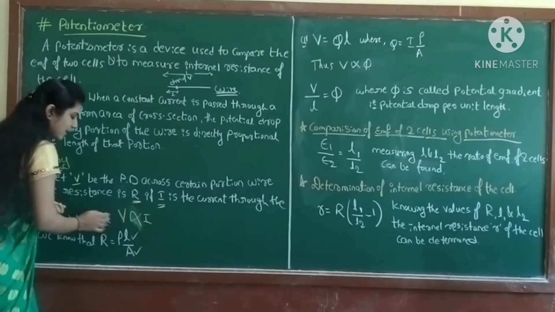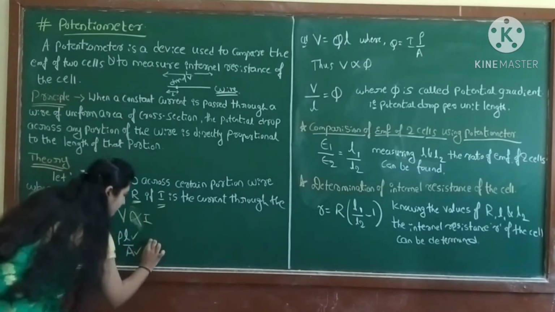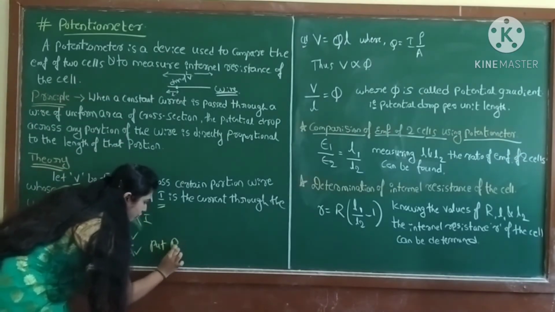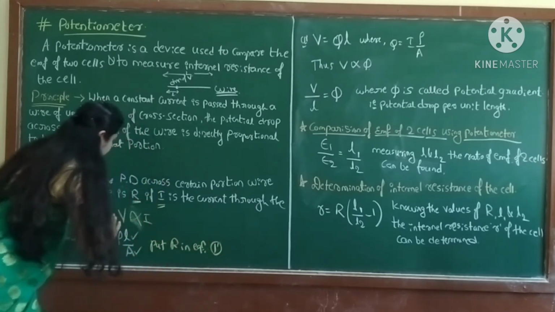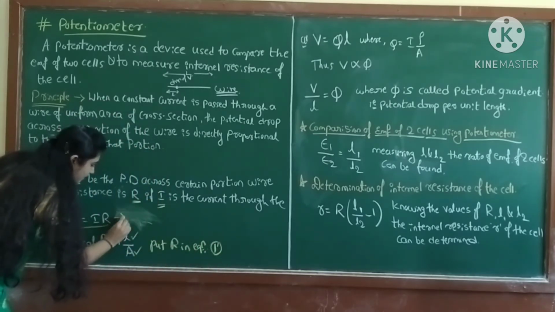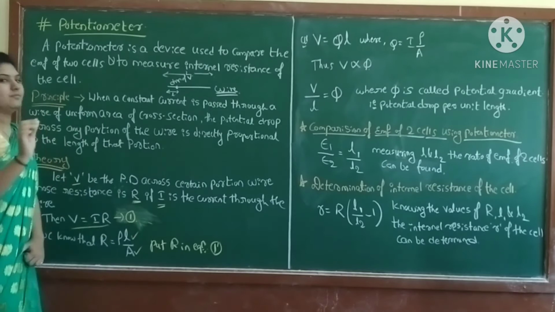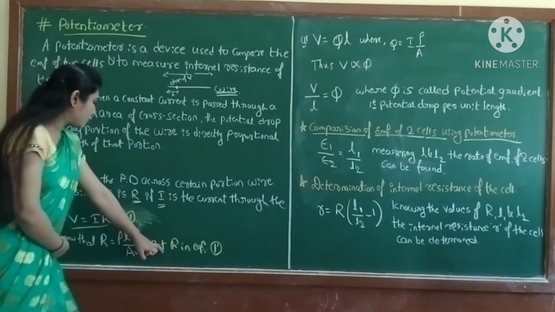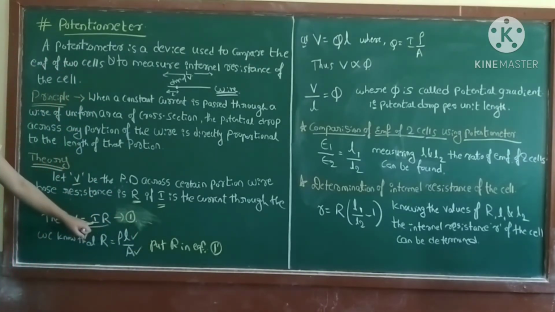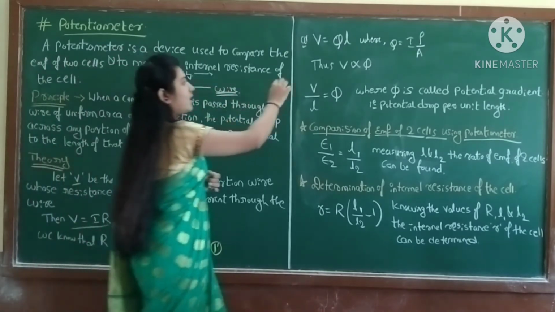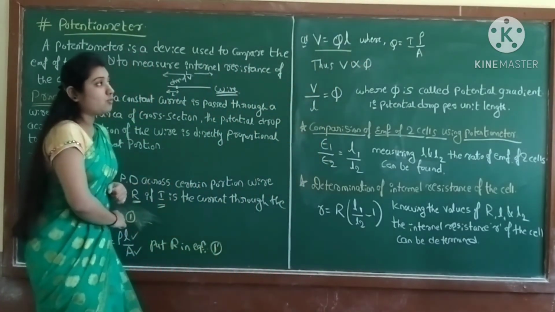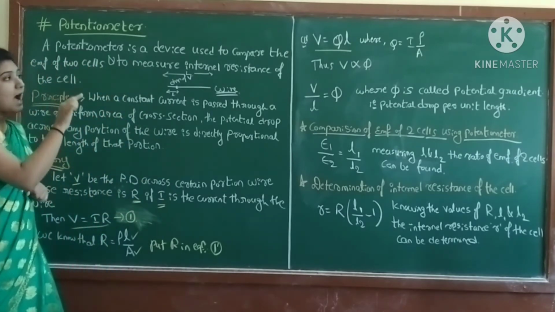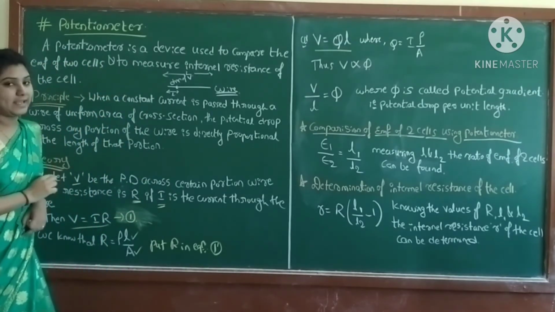Yes. Here I will write. Put R in equation number 1. Take it as equation number 1. Yes. So put the value of R in this. So what will you get here now? V is equal to I into rho by A.